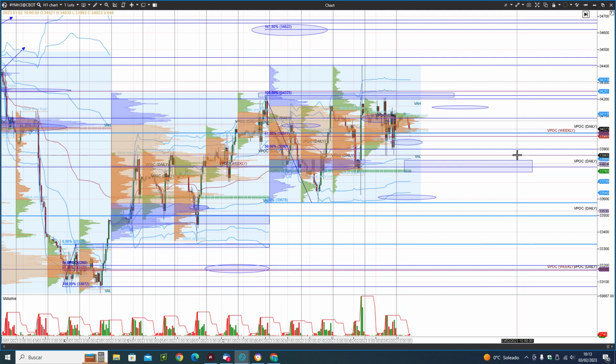About lower targets, here there is a high volume node in this week. It's a daily VPOC about 33,936, and then the price action zone between the value area low that begins about 33,855 to the final of weekly VWAP. Let's extend here. Okay.